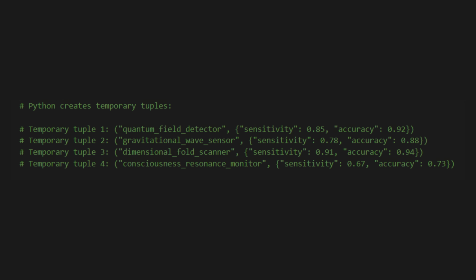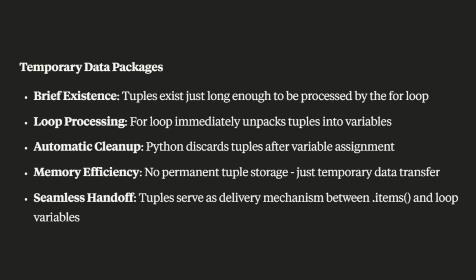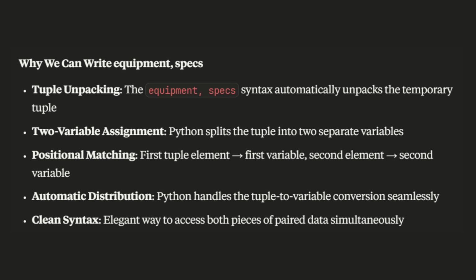These tuples are temporary data packages. They exist just long enough to be processed by your for loop. Python automatically creates them, passes them to your for loop variables, and then discards them after each iteration. This is why we can write for equipment, specs in our for loop, because Python is using tuple unpacking, which we'll get into in the next lesson.